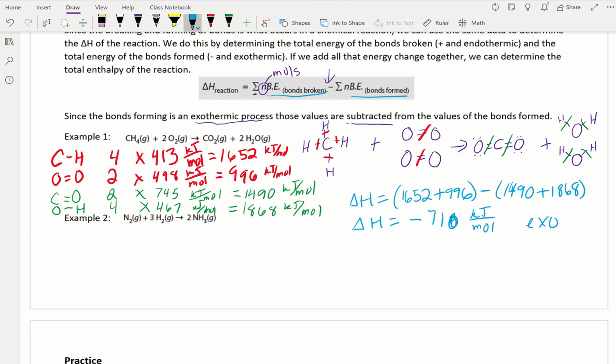All right. It would be a good idea now to pause the video, see if you can at least draw out your reaction for the next one and figure out what your bonds are that are broken and formed. See if you can do this process and then come back and you can check it with me. Okay, so pause your video now. Try it out.